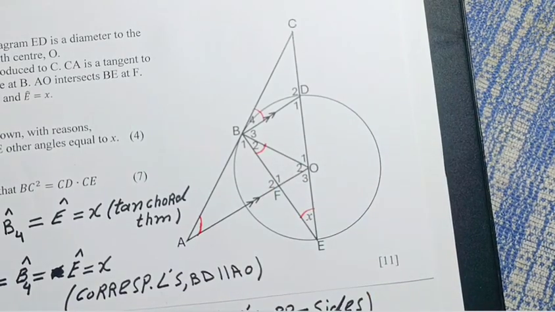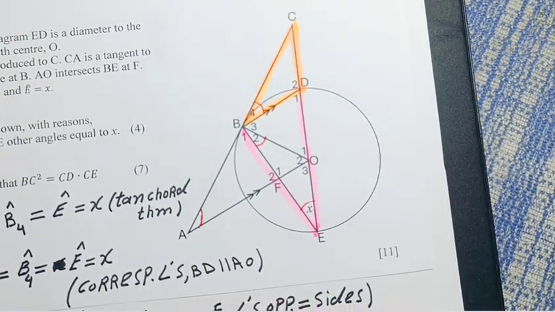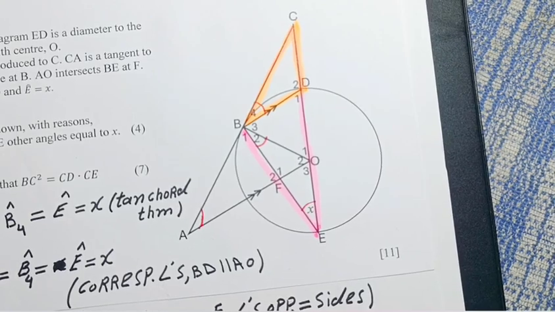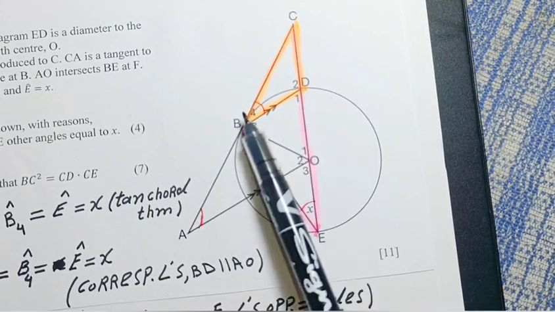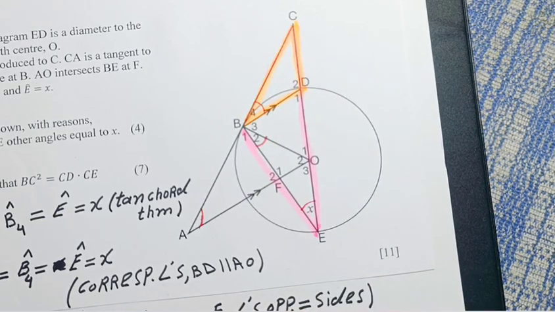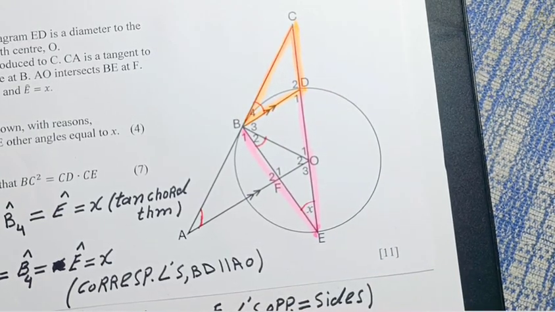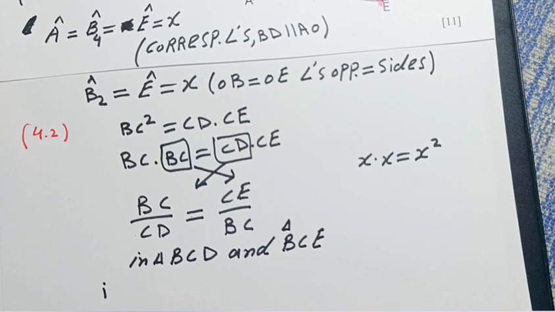So the BCD, this is my first one, BCD, and the second one, the BCE. So these two triangles, BCD and BCE, we need to prove they are similar. So in triangle BCD and triangle BCE, we need to prove two angles, and then obviously the third one is going to be the third angle of the triangle. So in this case, we need to see what we can do.